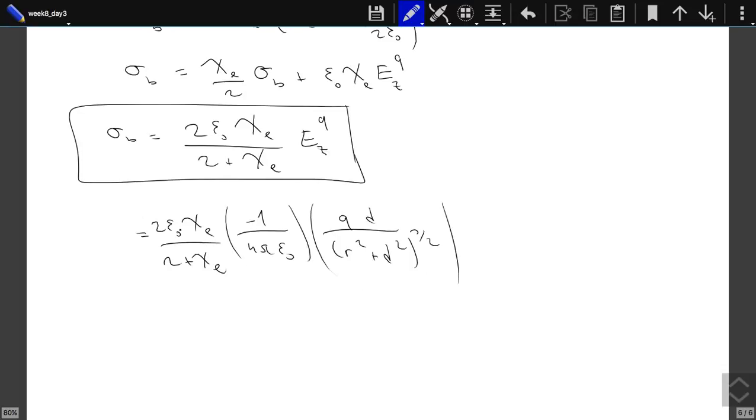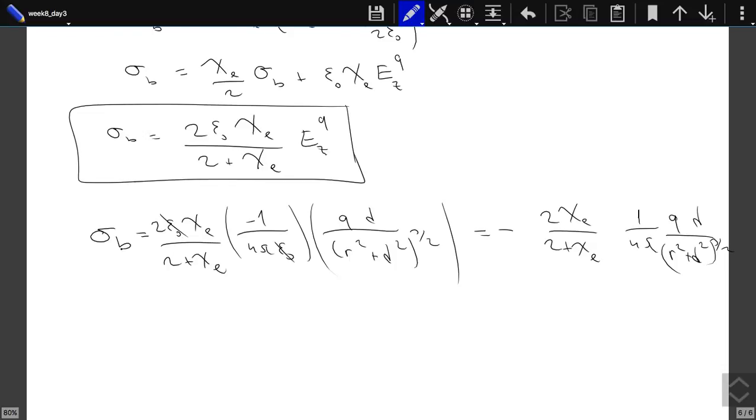So let's do some simplification. This epsilon zeros, let's just cancel epsilon zeros only. So this will be equal to minus twice chi e over 2 plus chi e 1 over 4 pi q d over r squared plus d squared. This is the bound charges. So we know the bound charges, we know the free charge, we basically know all the charge distribution everywhere. And since we know the charge distribution, from this charge distribution we can calculate the electric field, the potential, etc.